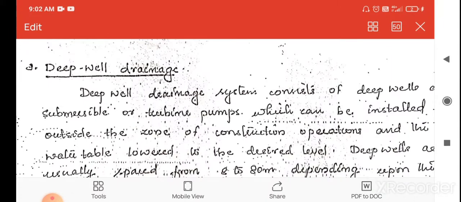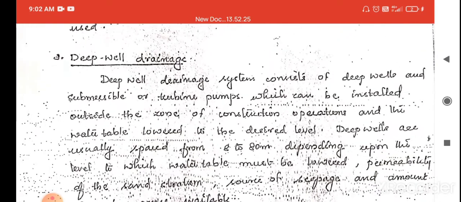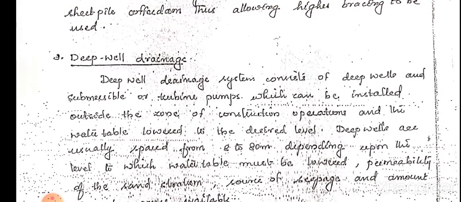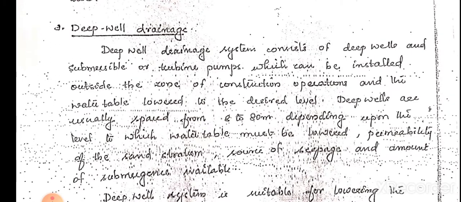So the deep well drainage system consists of a deep well, and in combination with the deep well to pump the water out, we have a submersible or a turbine pump, which can be installed outside the zone of the construction operation, and the water table lowered to the desired level. So it consists of a deep well with a submersible pump which can be installed outside the construction zone.